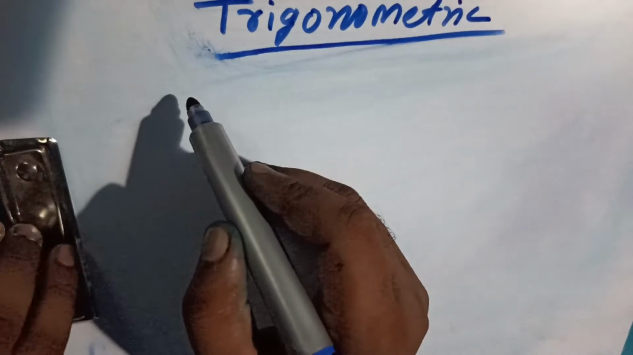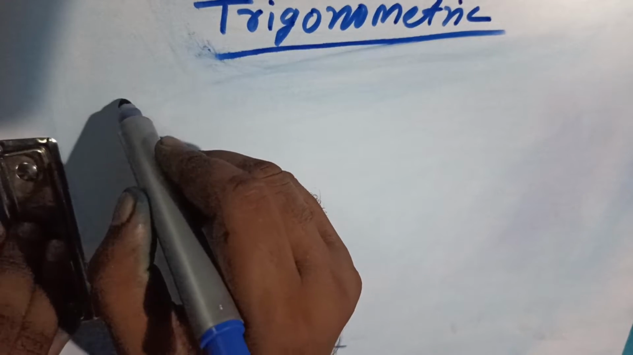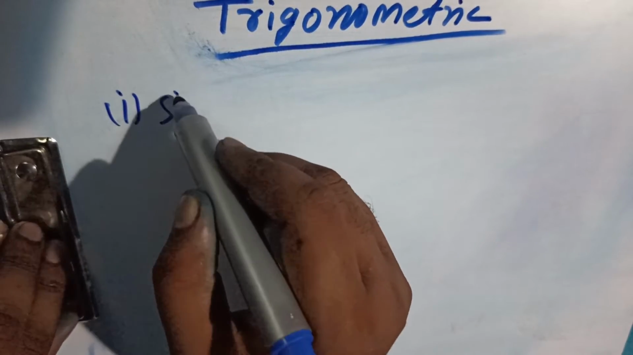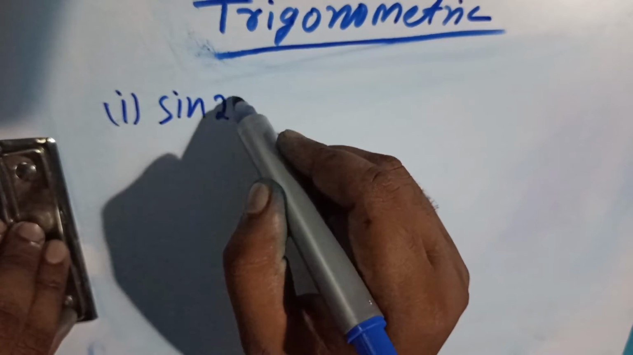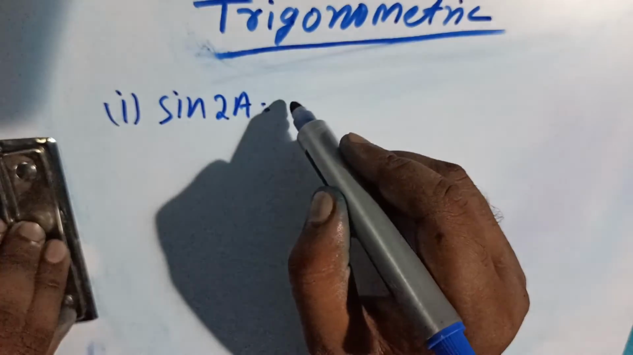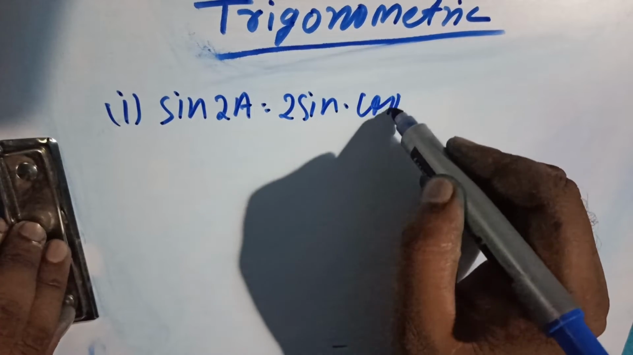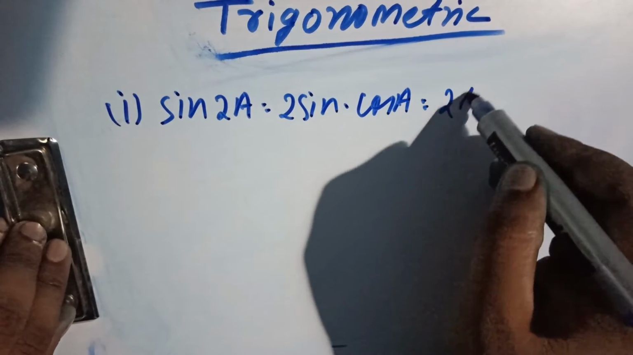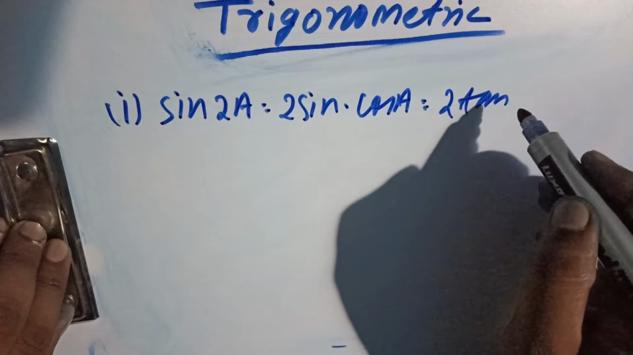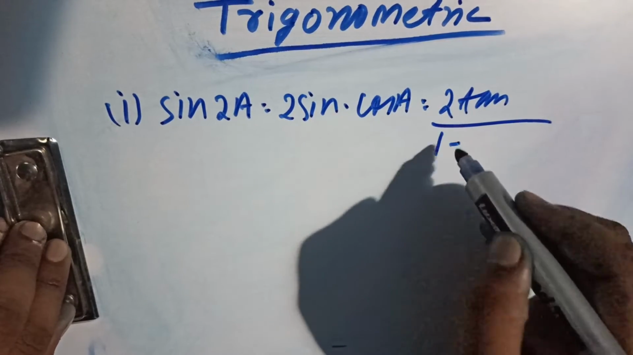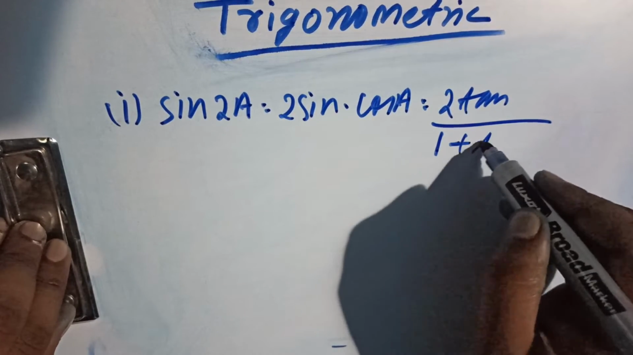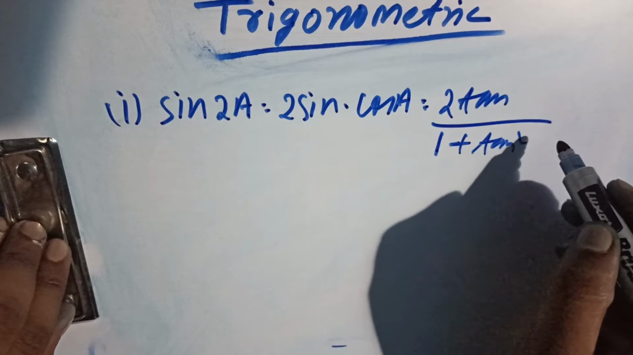So, second lecture of trigonometry, discussing trigonometric ratios of multiple angles. So first formula, sin 2a equal to 2 sin a cos a, equal to 2 tan a by 1 plus tan square a.